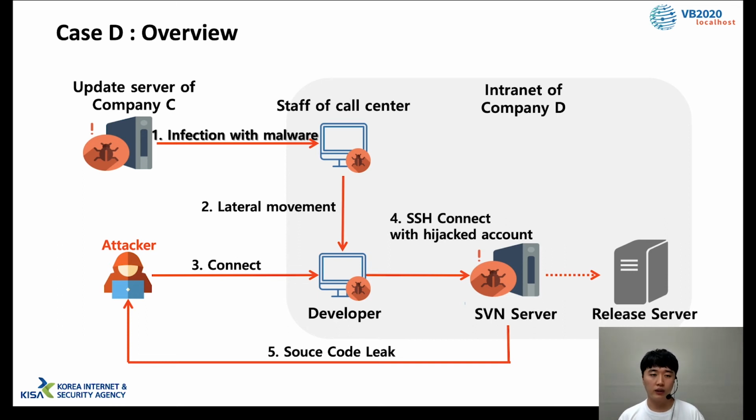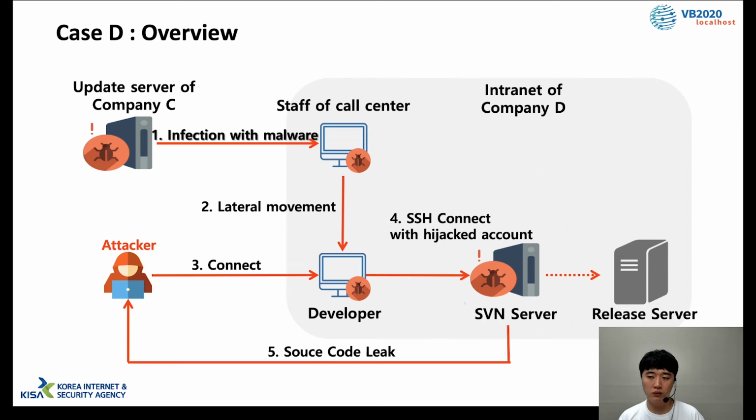Company D is infected with malware due to a supply chain attack using Company C's program. The employee of Company D tried to update Company C's program. As a result, the employee's PC was infected with malware by downloading and running a tampered update file.